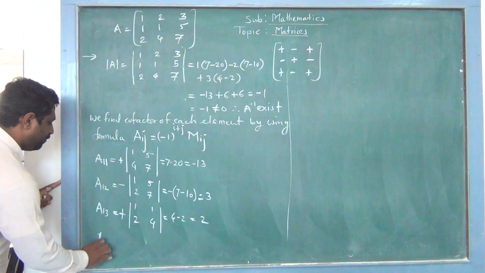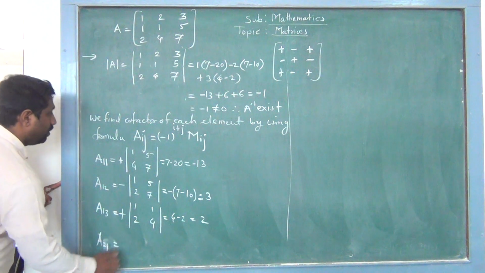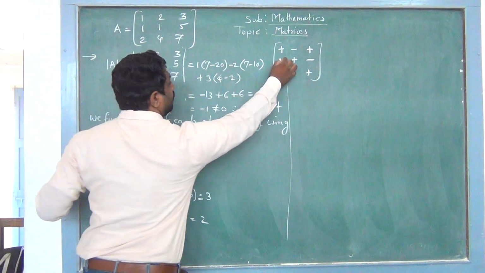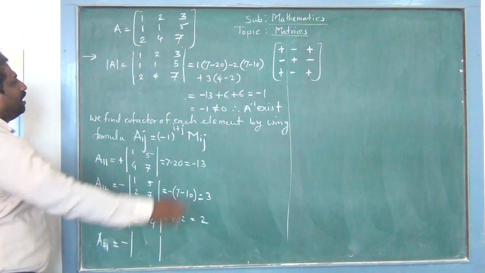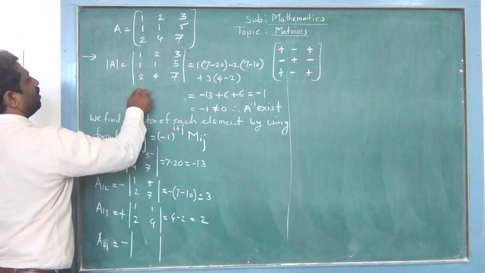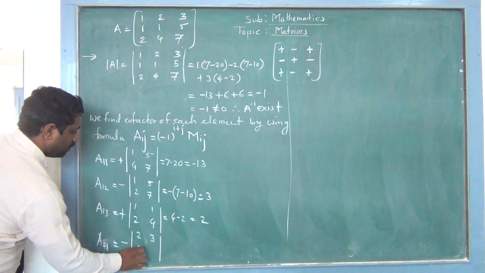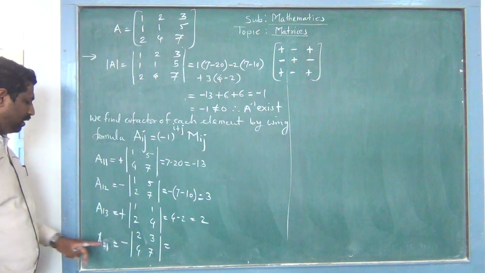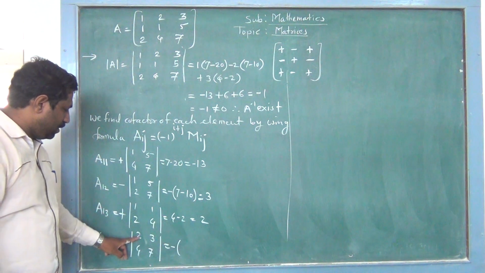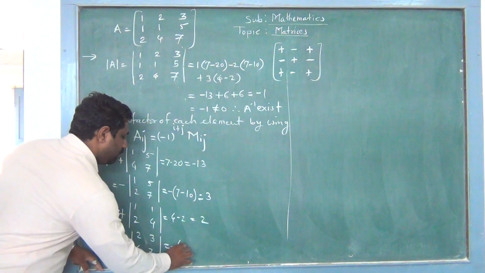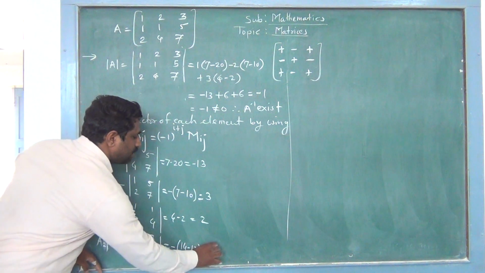Similarly, for A21 we find the cofactor. A21 has the sign minus, so here minus times, delete the second row and first column. So we get 2, 3, 4, 7, that is 14 minus 12, which is 2. The minus sign remains as it is, so 2 into this minus gives minus 2.